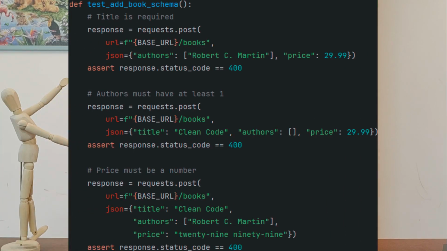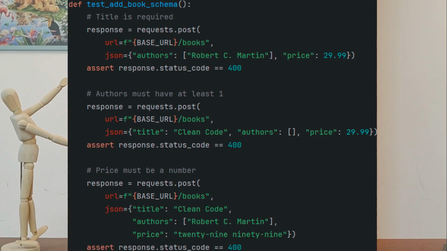So here's a single test that checks some of these things. I check the title is required, and that authors can be more than one. If any of these things fail, all my functional tests may be redundant, because if the API doesn't speak this language, my functional tests assume it does.